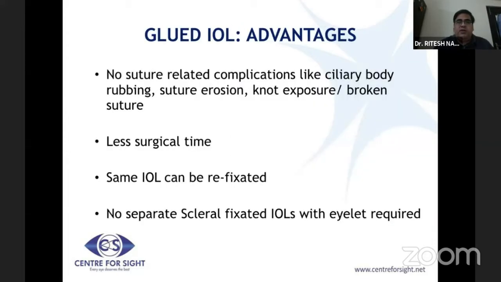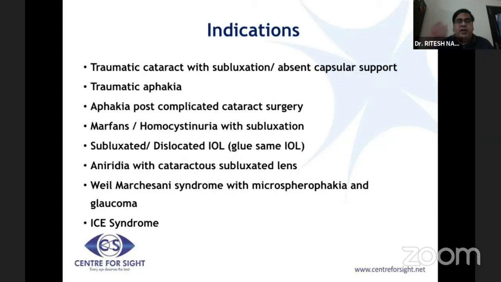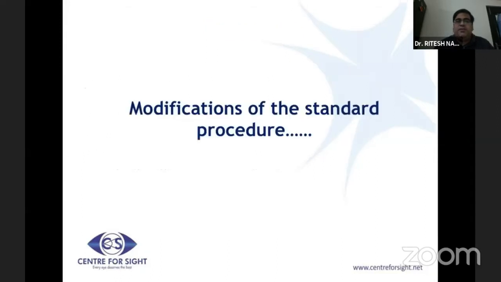So as we said, there are no suture-related complications, and there is less surgical time involved. Often, if the patient has had issues with his previous three-piece IOLs, they can itself be refixated. You don't need any special scleral fixated IOLs with eyelets that were required for sutured IOLs. And the indications are huge in which this procedure can be done, starting from traumatic cases to intraoperative complications of cataract surgery to subluxated natural lenses in cases of Marfan's or homocystinuria, etc.